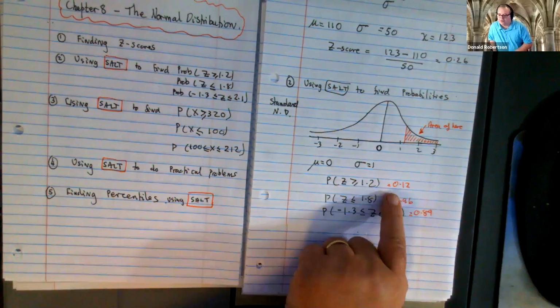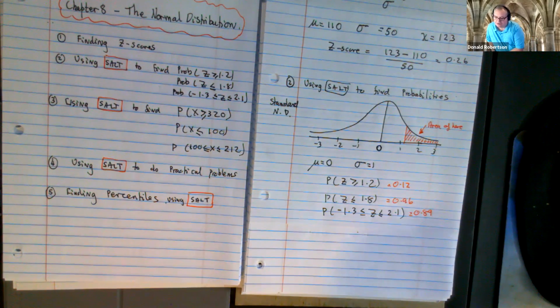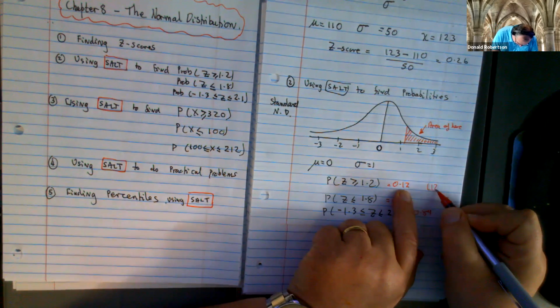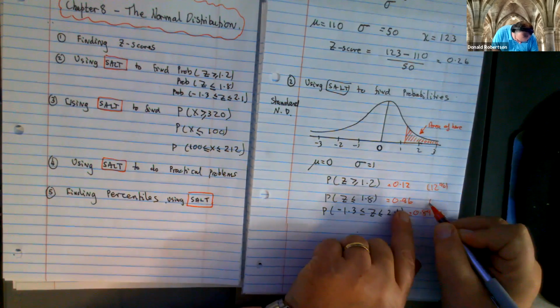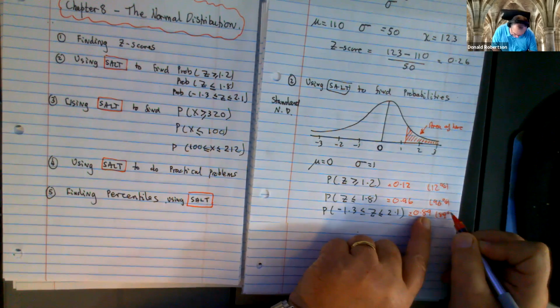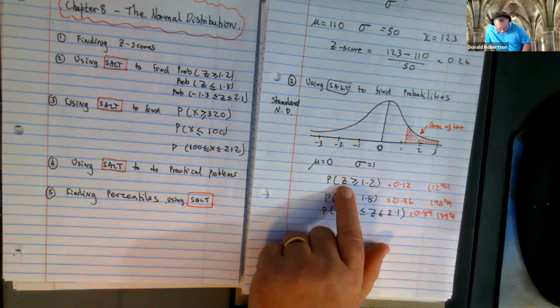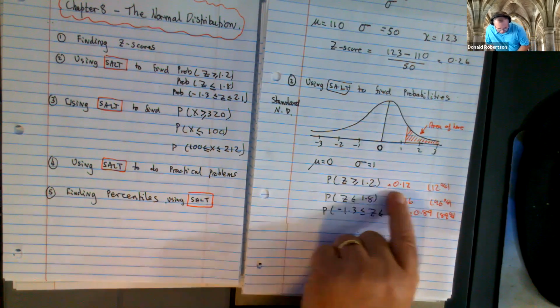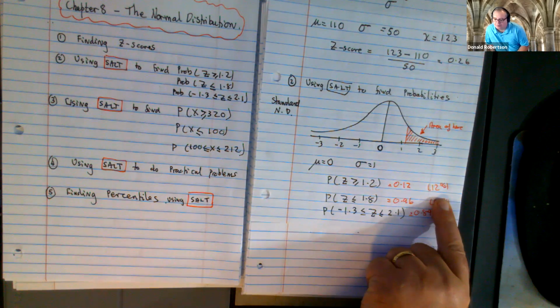Okay, so let me return back to our white screen. And there's the answers, at least to 2 decimal places. If I turn them into percentages, because my brain just works better with percentages, the chance that you have a Z score bigger than 1.2 is only going to happen about 12% of the time. So that's pretty unusual, right? It's not going to happen that much.